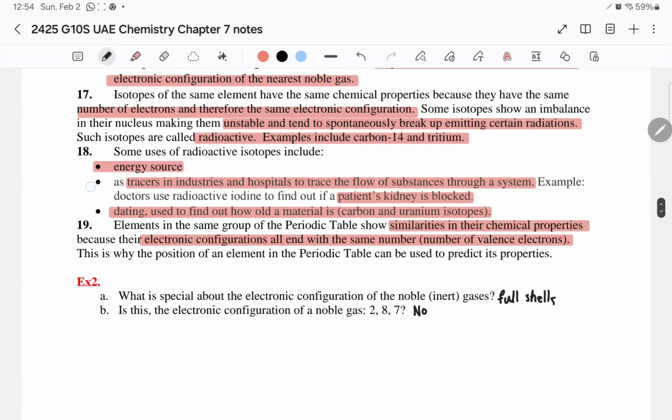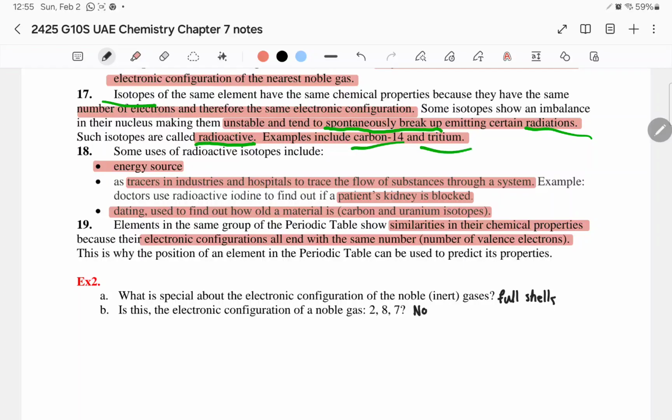Now, isotopes of the same element have the same chemical properties because they're the same element. They have the same number of protons and electrons, but they have an imbalance in their nucleus. So they're telling us here that isotopes act the exact same way as the elements themselves, but since their nucleus is unstable, they spontaneously break up and emit radiation. We took this in physics. So isotopes are called radioactive.